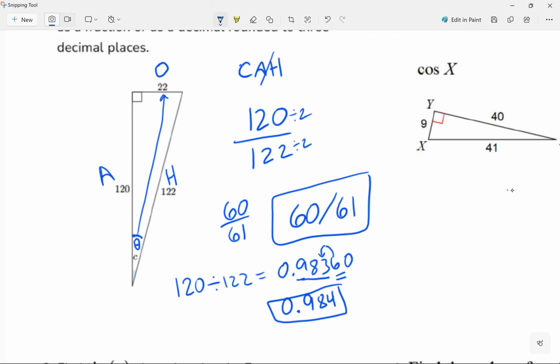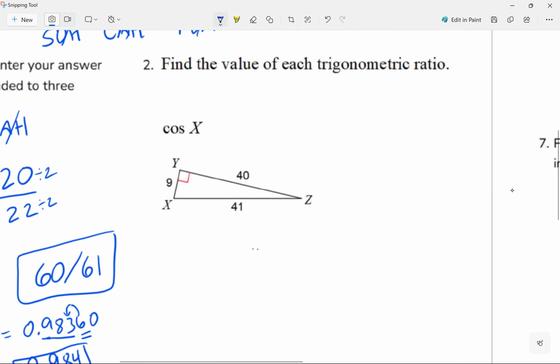So if it is going to be a fraction, make sure it's a simplified fraction. If it is going to be a decimal, round it to three decimal places. Do take a look at the fourth decimal place because it might bring your numbers up. Okay, let's take a look at question number 2.